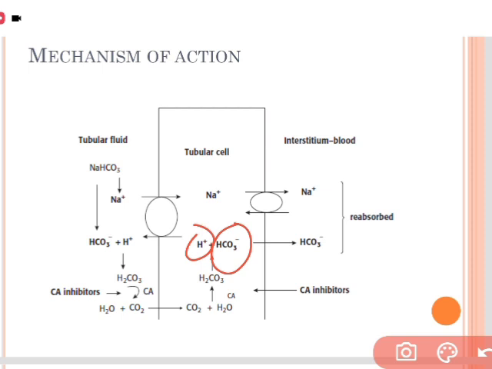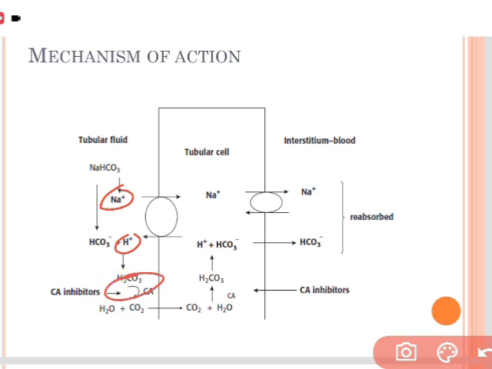Now the hydrogen ion exchanges with the luminal sodium. Here there is a sodium exchange with the hydrogen ion, with the help of the sodium hydrogen antiporter. Okay. Now that hydrogen ion combines with HCO3-, the bicarbonate ion, and forms H2CO3.